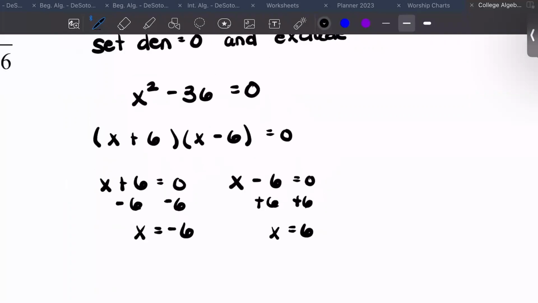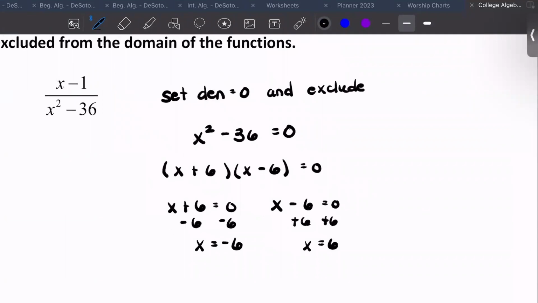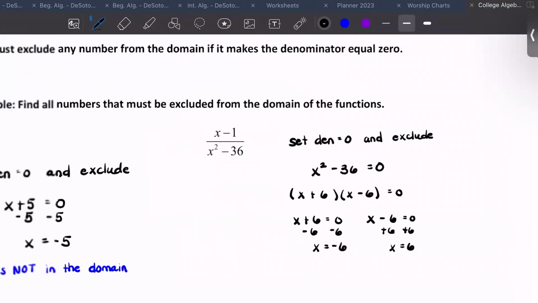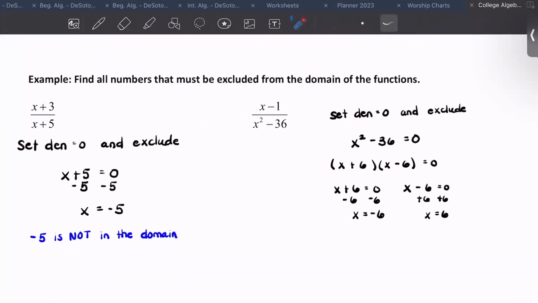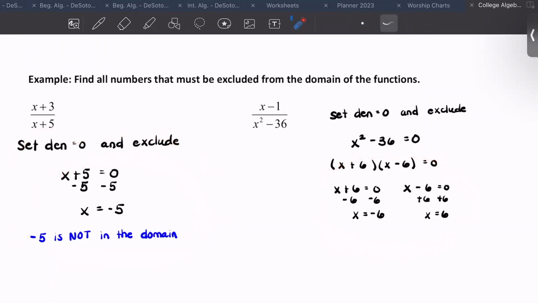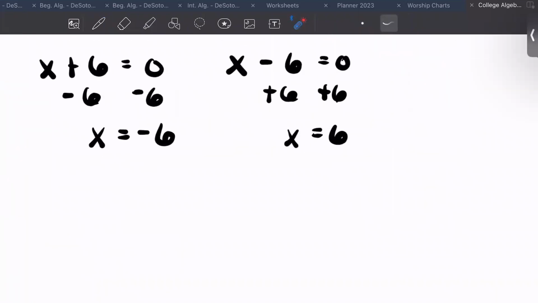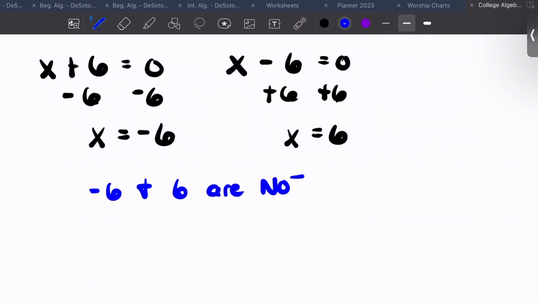So what this means is that if I plugged in 6 or -6, I would get 0 in my denominator, which is bad. The only difference between these two examples is that in the first one we only had to exclude one number, and in this one we had to exclude two numbers. So -6 and 6 are not in the domain.